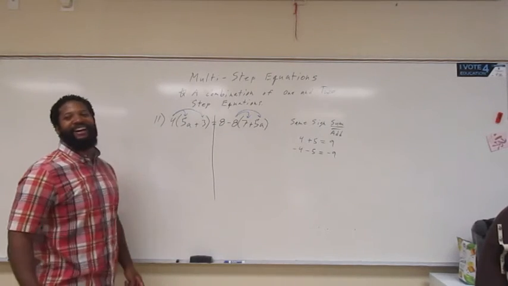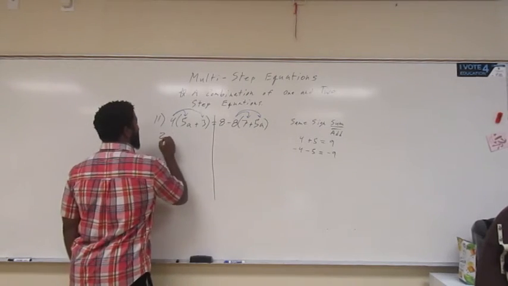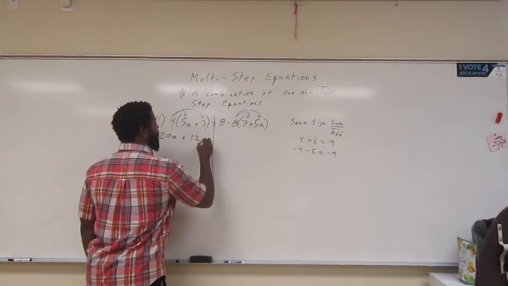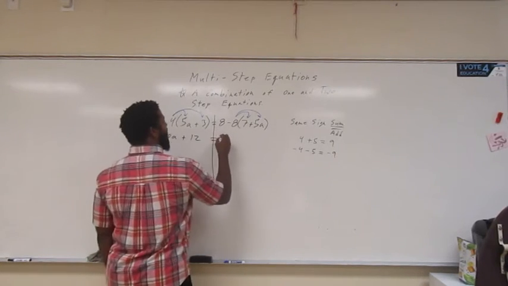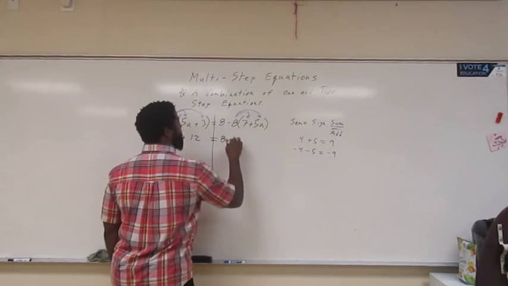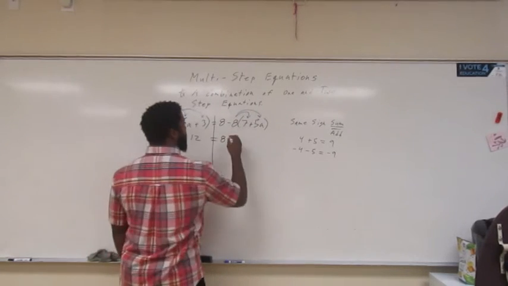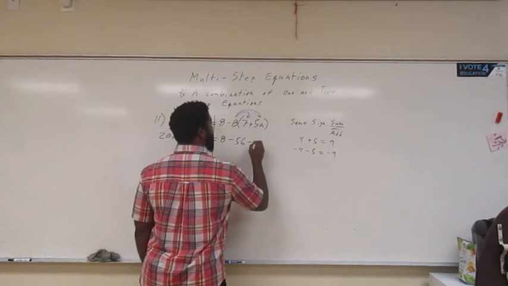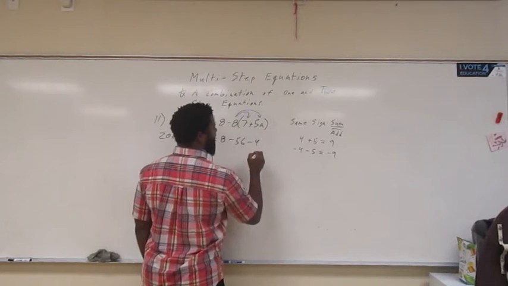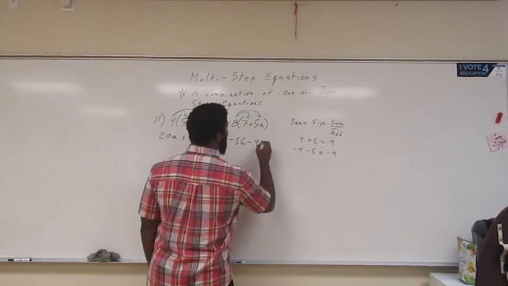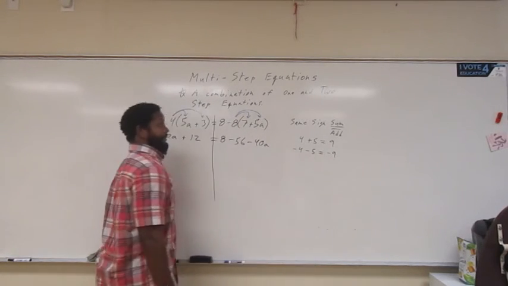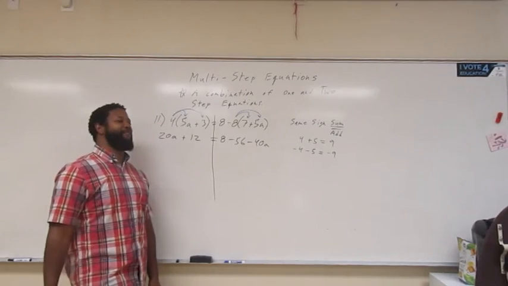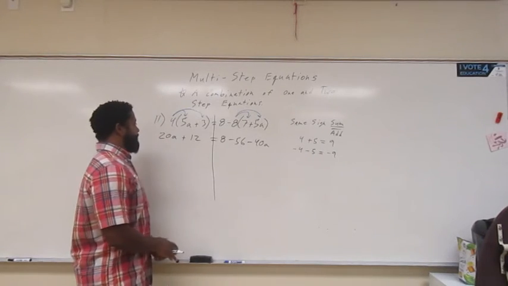4 times 5 is 20. 4 times a positive 3 is positive 12. Then we have 8 minus, what is negative 7 times 8? Negative 56. Negative 7 times 5a is negative 35a. Now we combine the a's, and that's going to be a negative 20a.